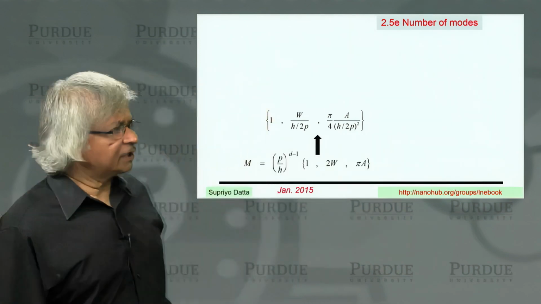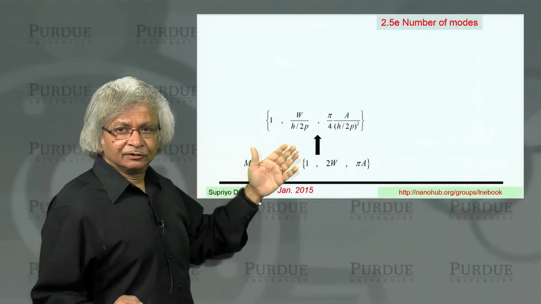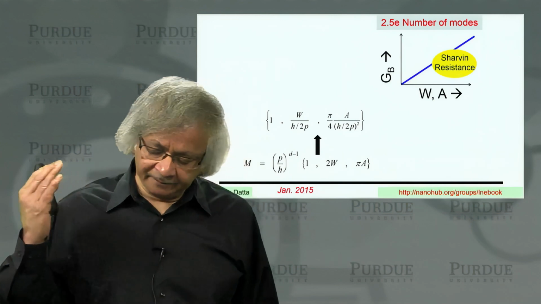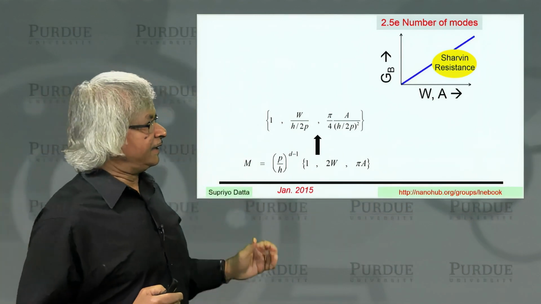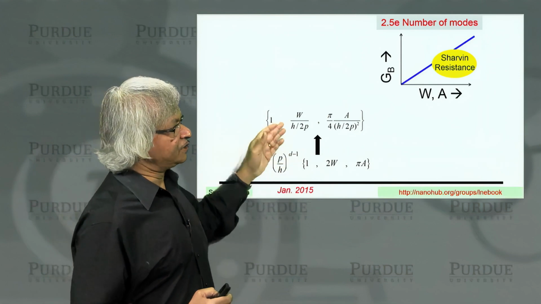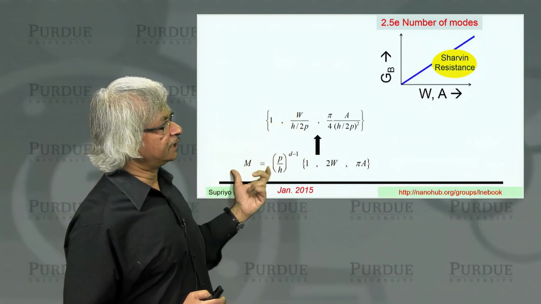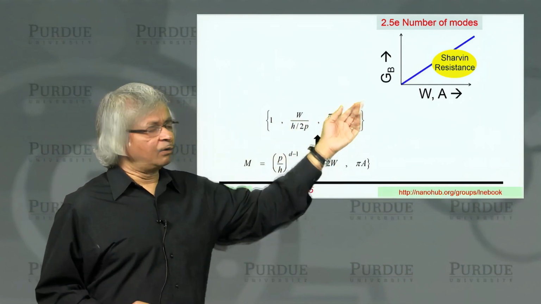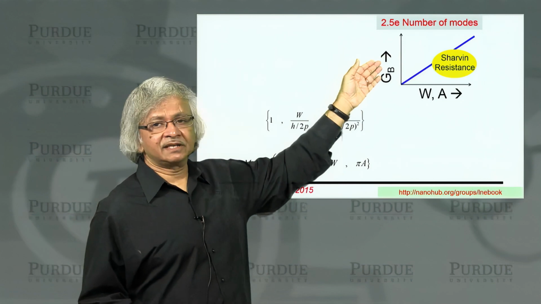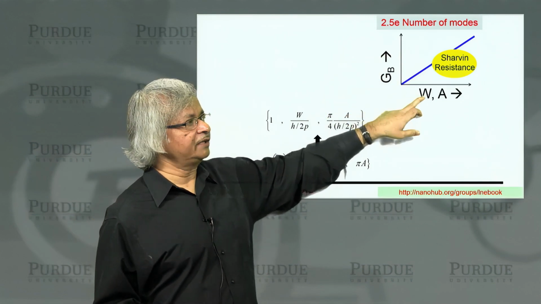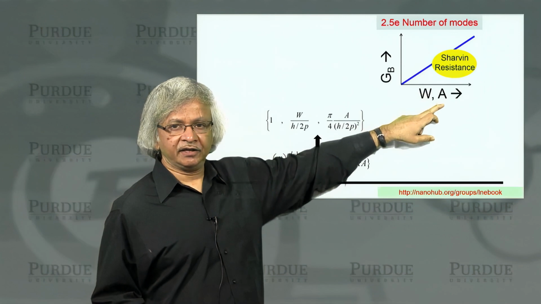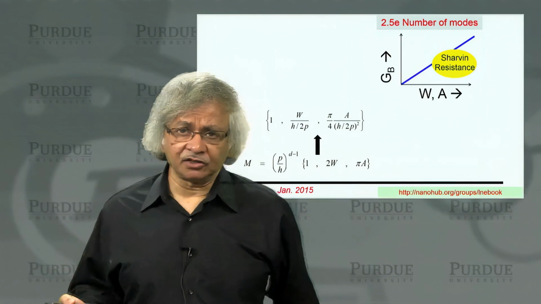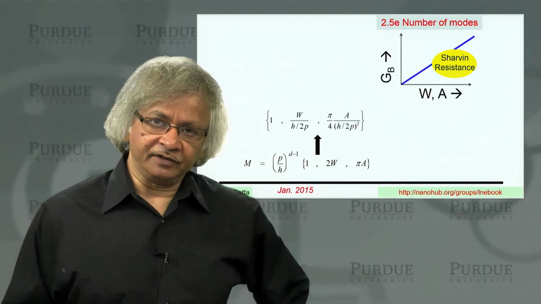Now, one important consequence of this is this ballistic resistance that we talked about in Unit 1. That is, I'd mentioned at that time that if you just look at this expression, it would tell you that the number of modes is proportional to the width or the cross-sectional area. What that would mean is you'd expect that the ballistic conductance would change linearly with width or cross-sectional area. And this is observed. This was observed back around 1970 or so, and sometimes people call it the Sharvin resistance.